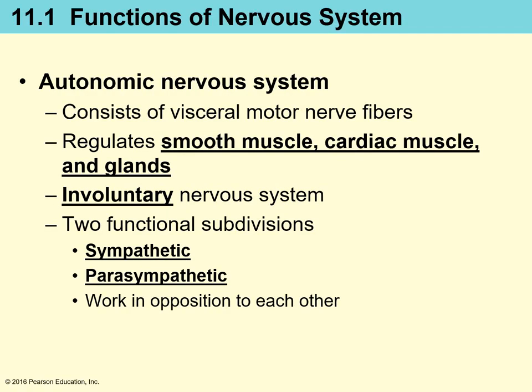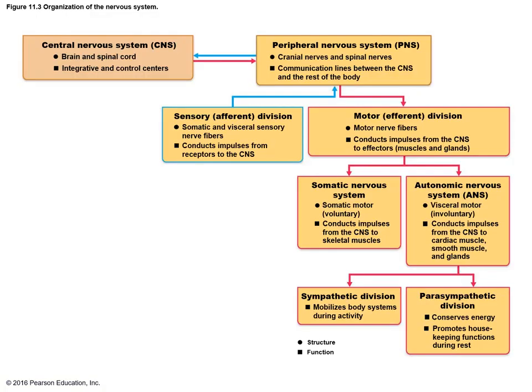The autonomic nervous system, this consists of visceral motor nerve fibers, so it's going to be going to smooth muscle, cardiac muscle, and glands. It is involuntary, autonomic, involuntary. That has two subdivisions, the sympathetic and the parasympathetic. Those work in opposite aspects to each other. So like I say, think of a flow chart here.